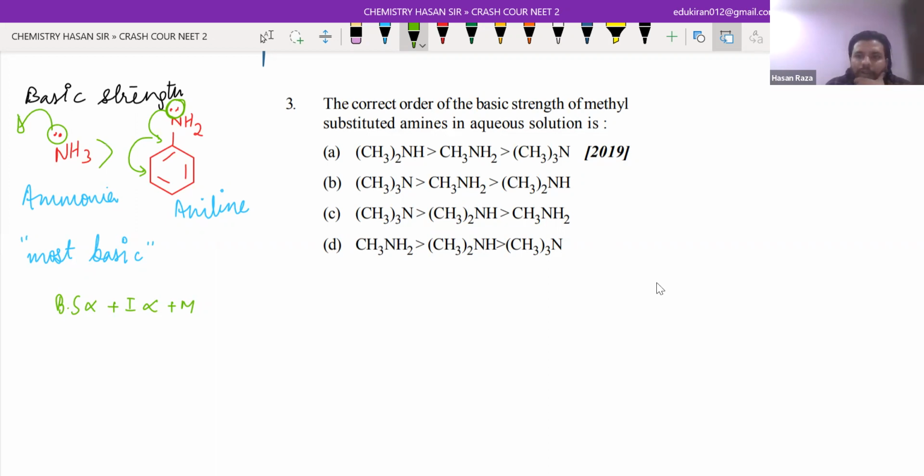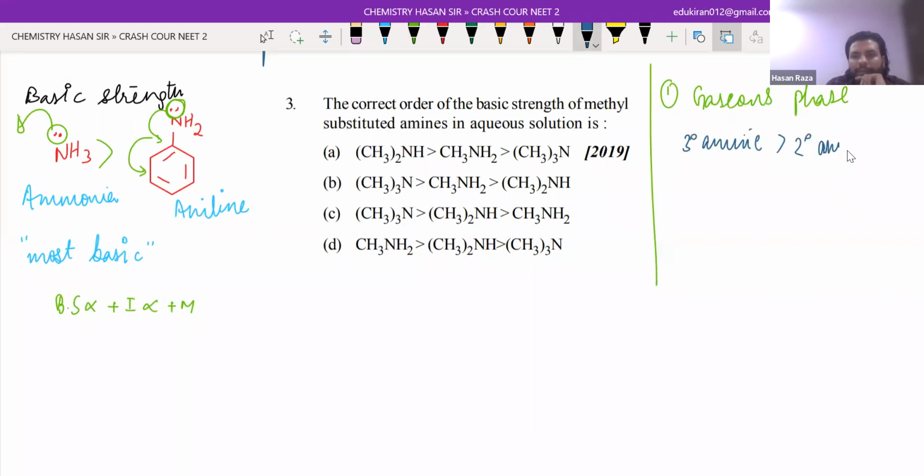Okay. Now, the most important point is that when we are going to deal with the basic strength of amine, we are going to deal in two phases. First, gas phase, gaseous state or gaseous phase. So in gaseous phase, we are going to deal with 3-degree amine will be more basic than 2-degree amine than 1-degree amine. Why it is so?